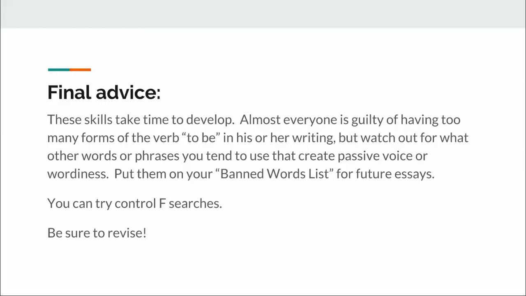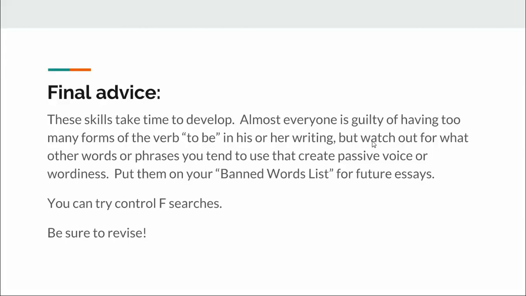Almost everybody is guilty of having too many forms of the verb "to be" in his or her writing. So you can always look for any variation of the verb "to be," and maybe just go paragraph by paragraph and count them in each paragraph and consider: Can I eliminate these? Can I minimize them? Can I use more precise verbs? All right. But watch out.